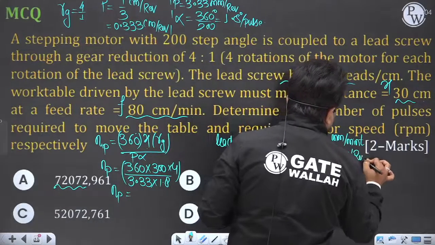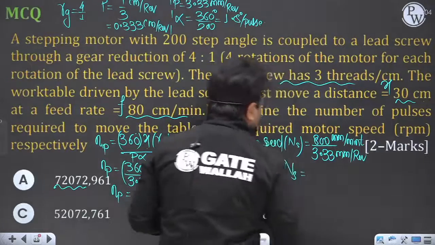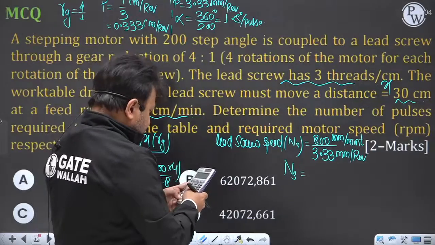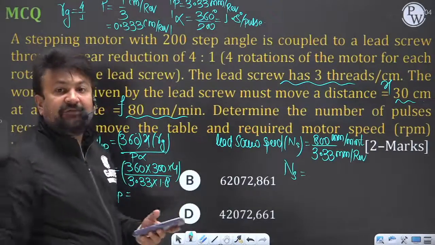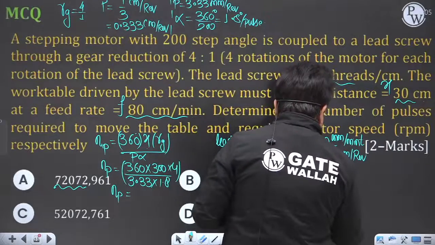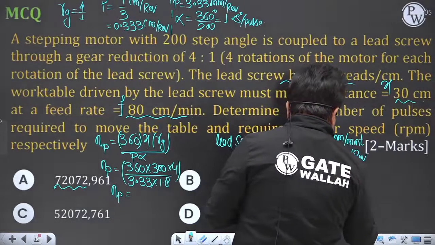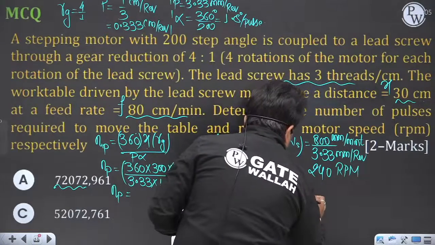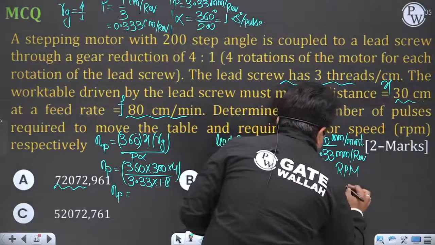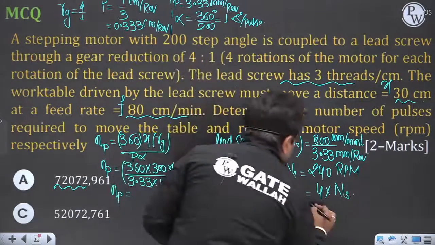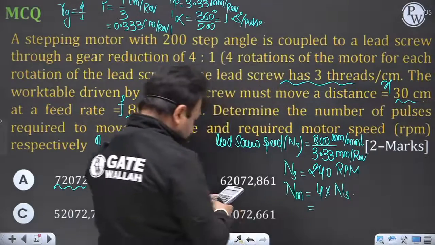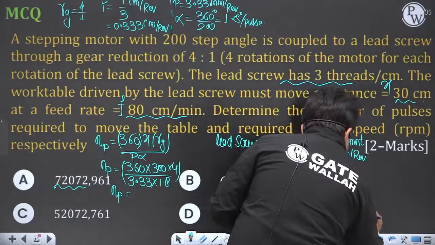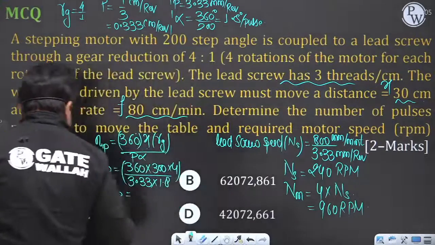mm per revolution. So what will be the screw RPM? It will be 800 divided by answer into 10. It will become 240 revolutions per minute, right? So what will be the motor RPM? Motor RPM is 4 times the screw RPM, because RG is given, right? So 4 times 240 is 960 RPM, my dear. 960 RPM. So this will be the correct answer.